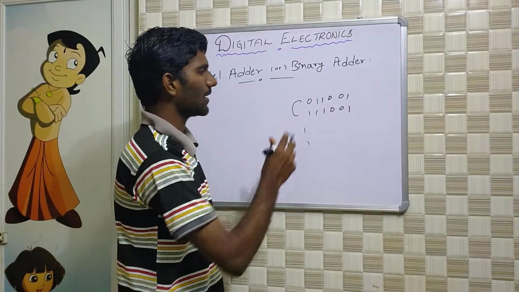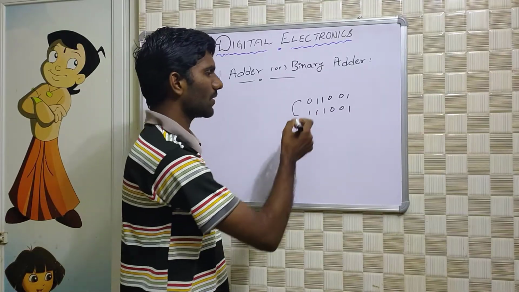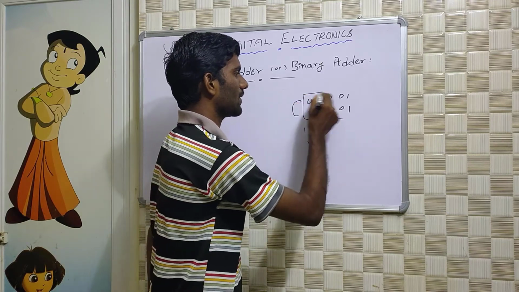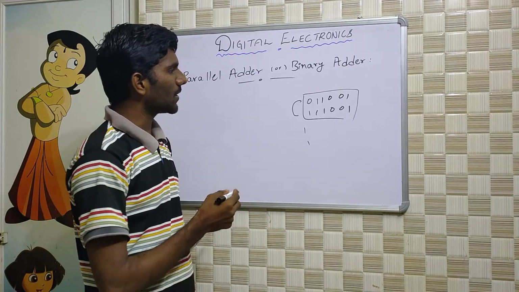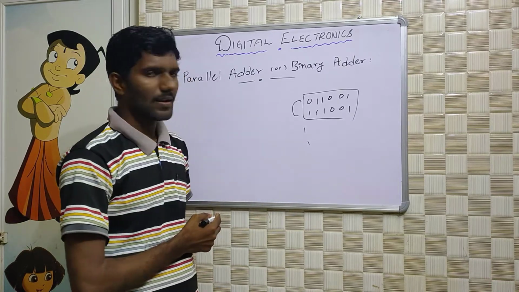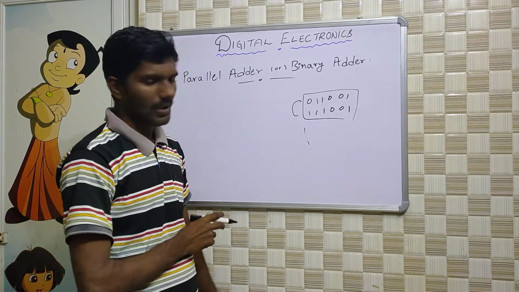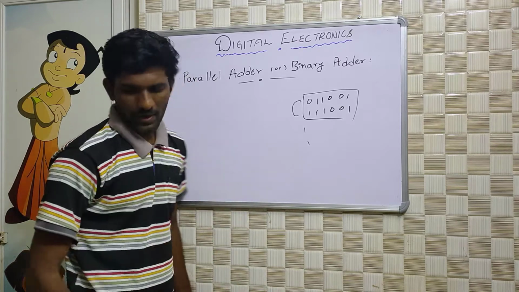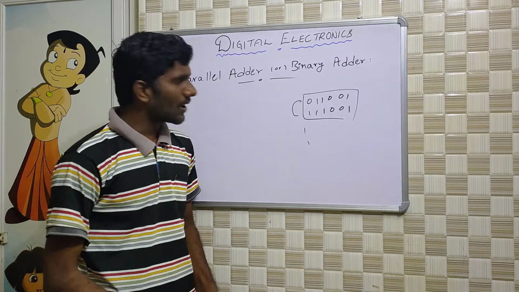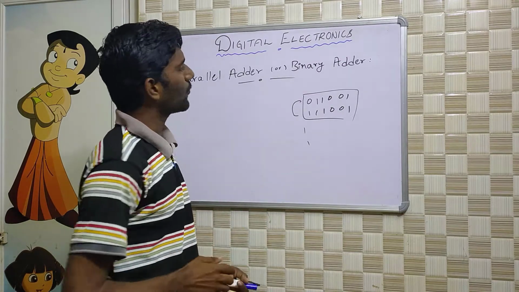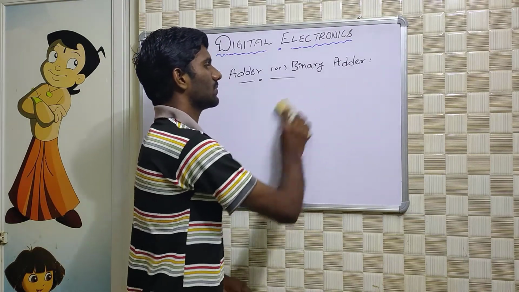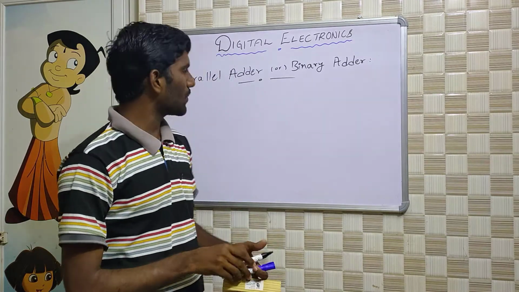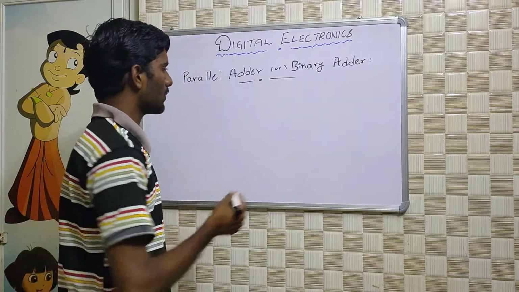To implement real-time addition of numbers like this, we need to move ahead a little bit, by implementing an adder called a parallel adder or binary adder. The parallel adder or binary adder consists of a block of full adders only. Now we'll see the block diagram of a parallel adder or binary adder.